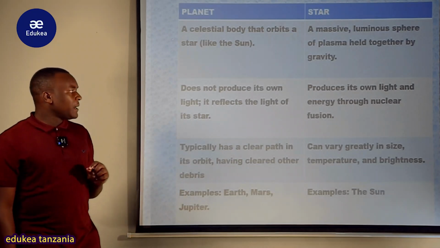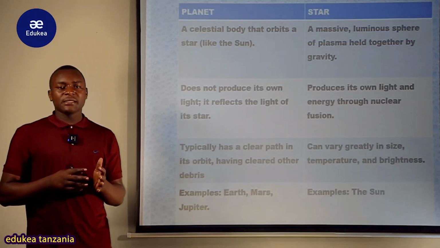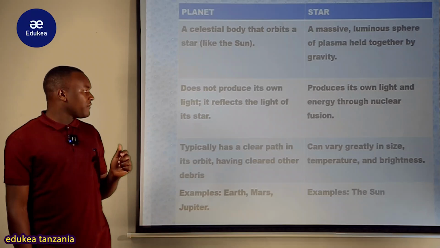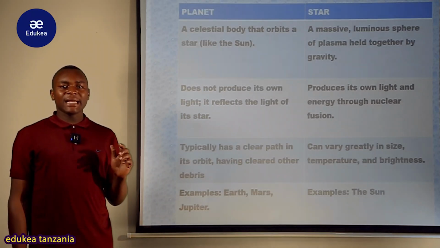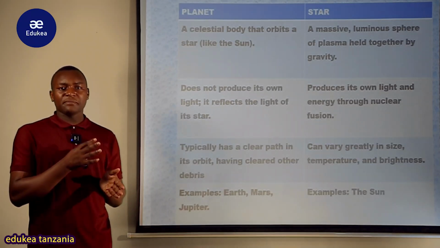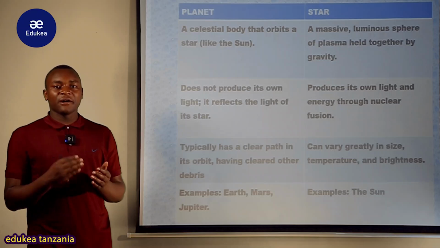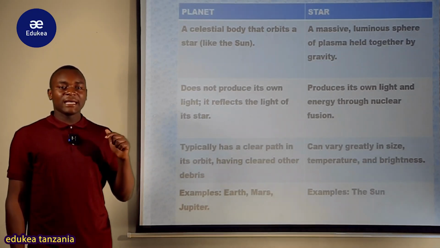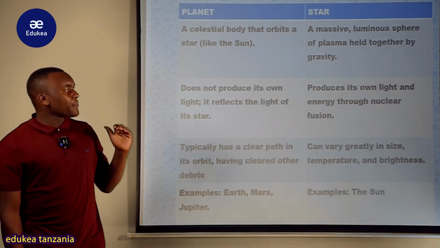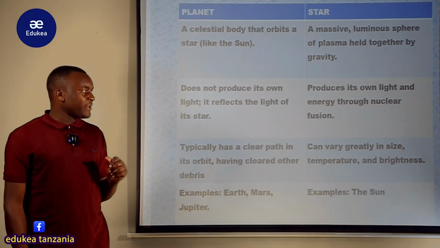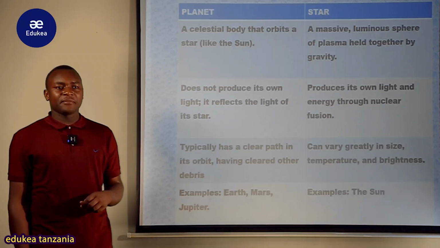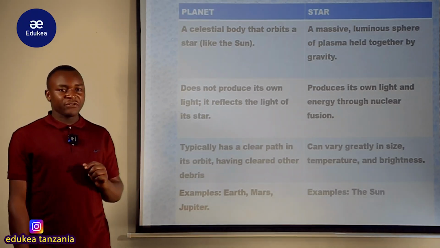But also, a planet does not produce its own light, but it reflects the light of its star. The only light a planet has is due to the reflection of light from its star. A star produces its own light and energy through nuclear fusion. As you can see, the energy and light emitted from the Sun is the result of nuclear fusion.